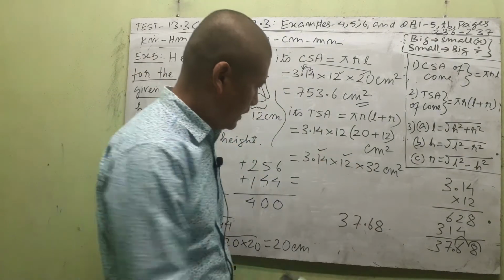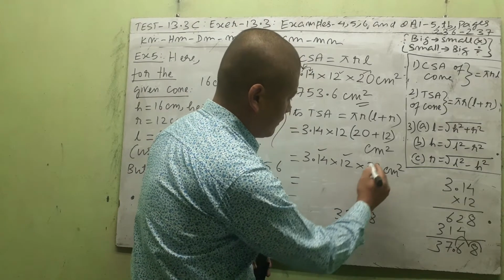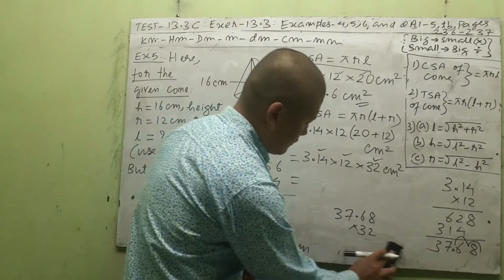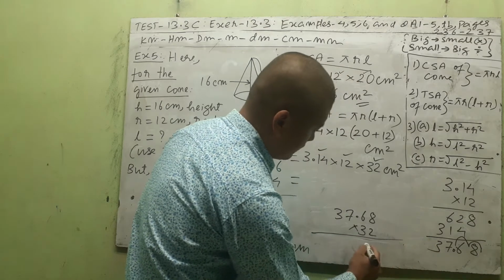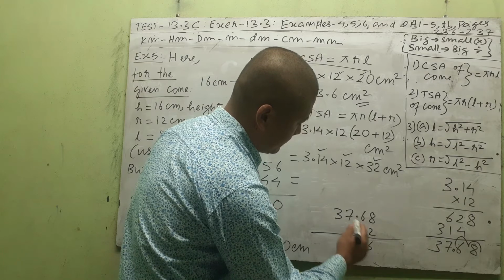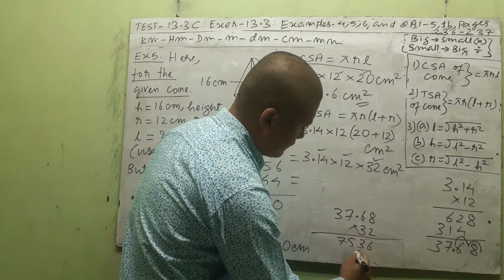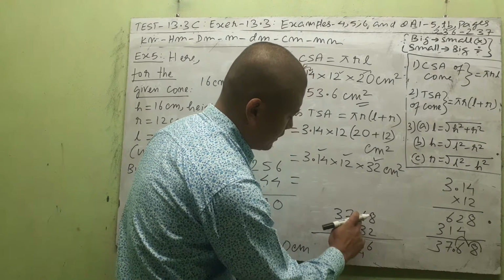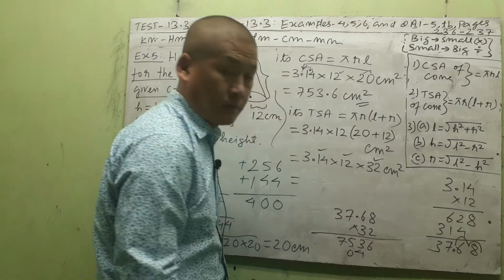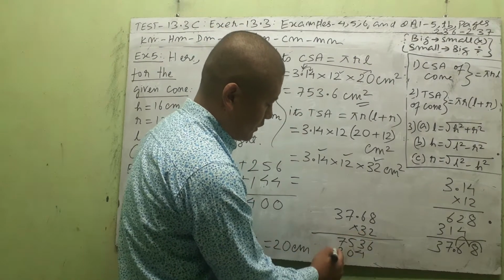Now next, let us multiply 37.68 by 32, and that will be our answer for total surface area. So now, 2 8s are 16, 2 6s are 12, 13, 1 in hand, 2 7s are 14, 15, 1 in hand, 2 3s are 6 plus 1, 7. 3 8s are 24, 2 in hand, 3 6s are 18 plus 2, 20, 2 in hand, 3 7s are 21 plus 2, 23, 2 in hand, 3 3s are 9, 10, 11.